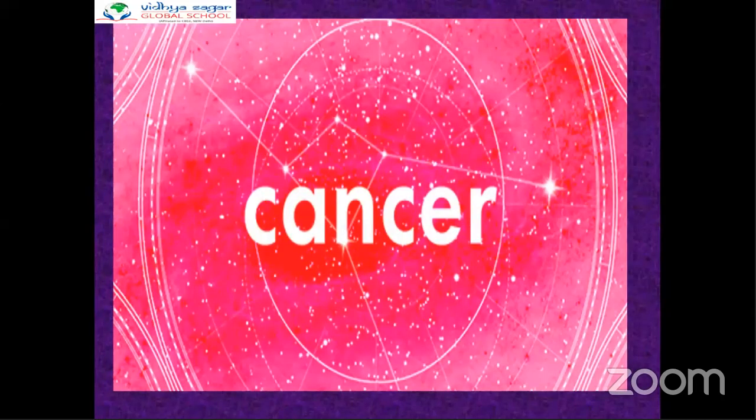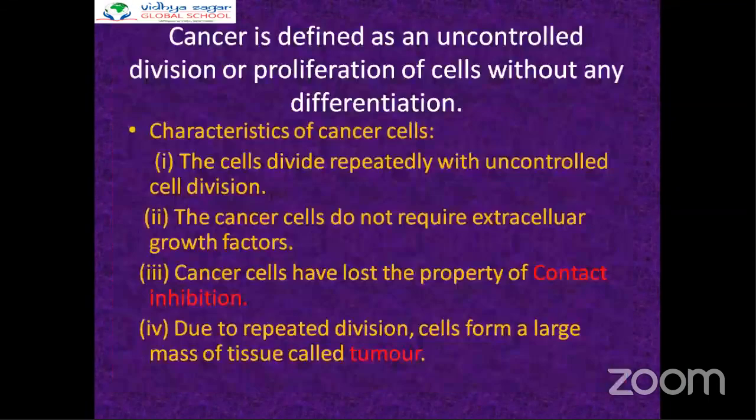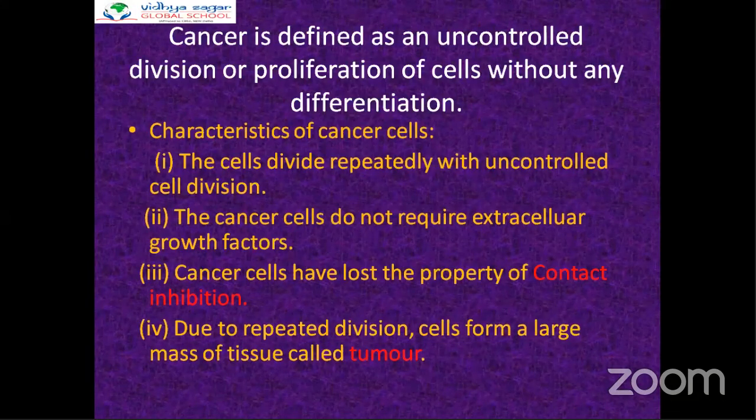So the next one is cancer. It's an alarming disease nowadays, which can be inherited from one generation to another generation. It cannot be spread. It's not a communicable one. So cancer is defined as an uncontrolled division or proliferation of cells without any differentiation. The continuous multiplication of cells may cause cancer.